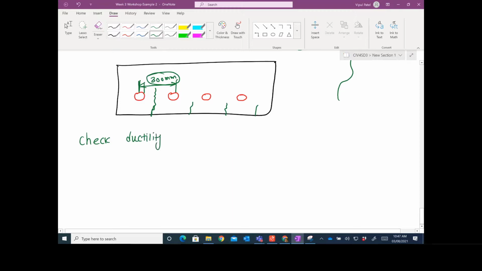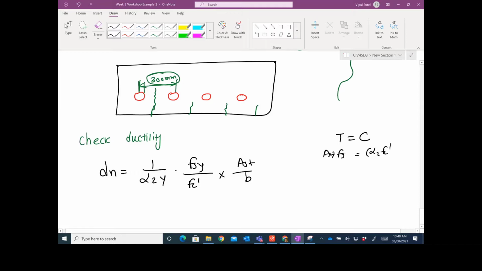Now the ductility check has various options. You can check against your DN values. So DN, you know how to calculate DN. I think I told you that in the last example as well. It's just the equilibrium of T equal to C. So AST times FSY is equal to alpha 2 FC dash gamma DN B.